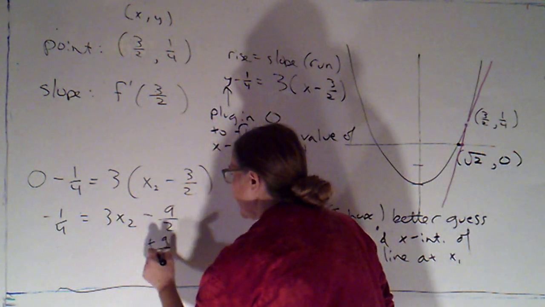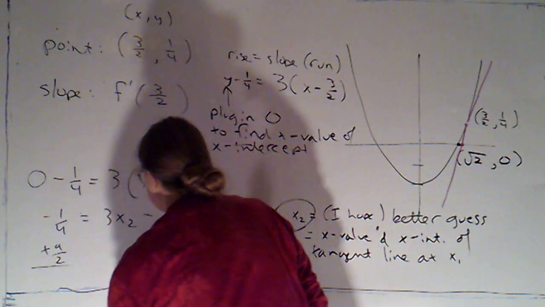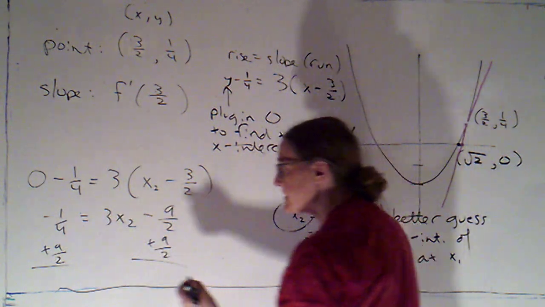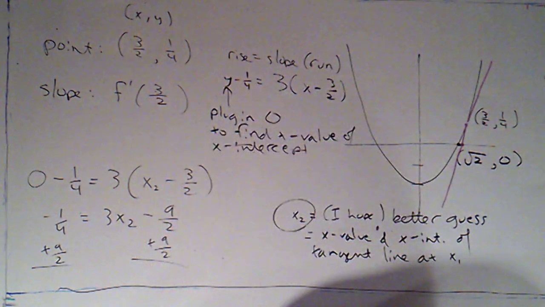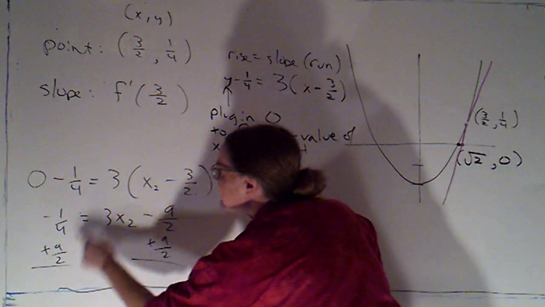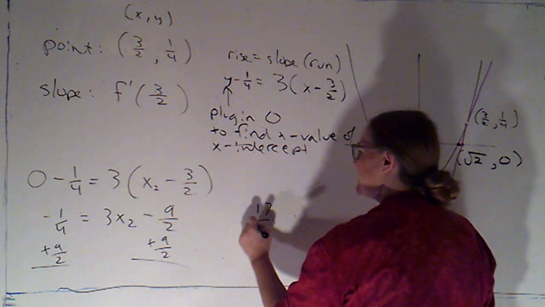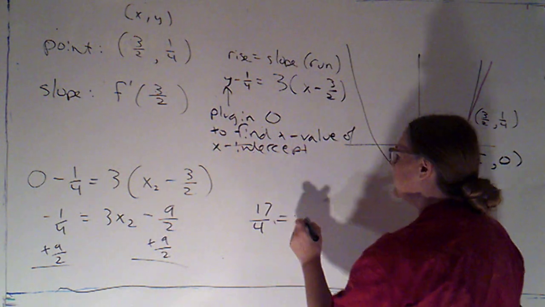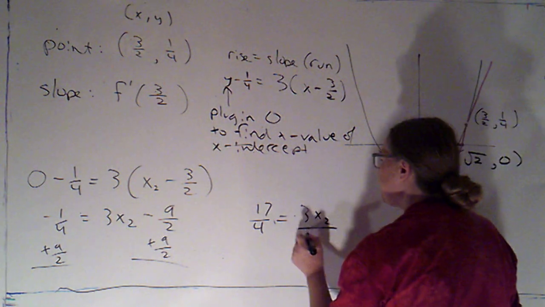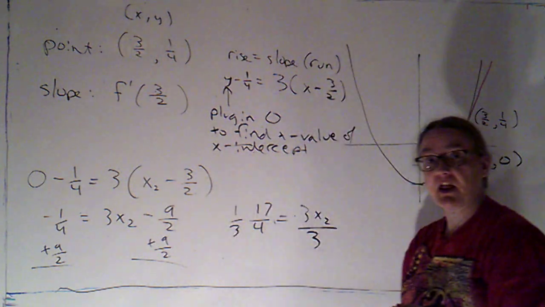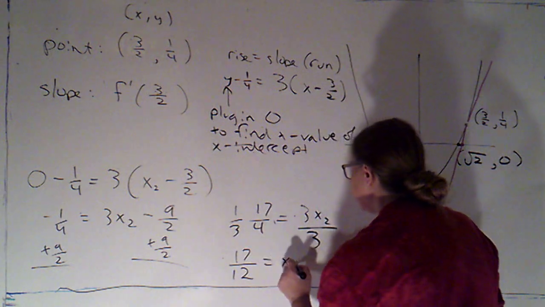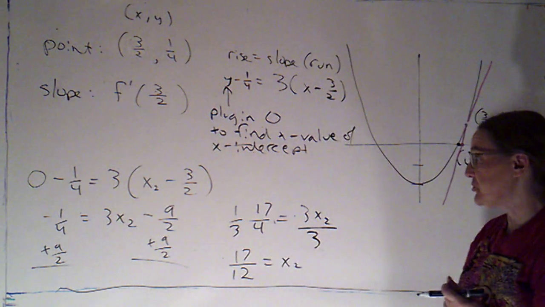I'm going to add over the 9/2. So let's see, 9/2 would be 18/4. So that's going to give me 18/4 minus 1/4 is 17/4, which is equal to 3x2. Divide both sides by 3. That means I'm multiplying by 1/3. So I get 17/12 is equal to x2.